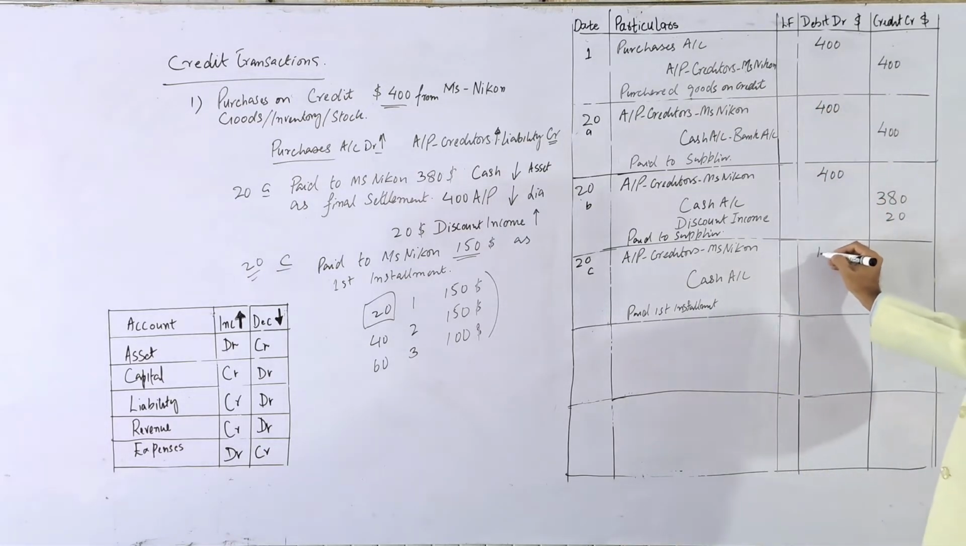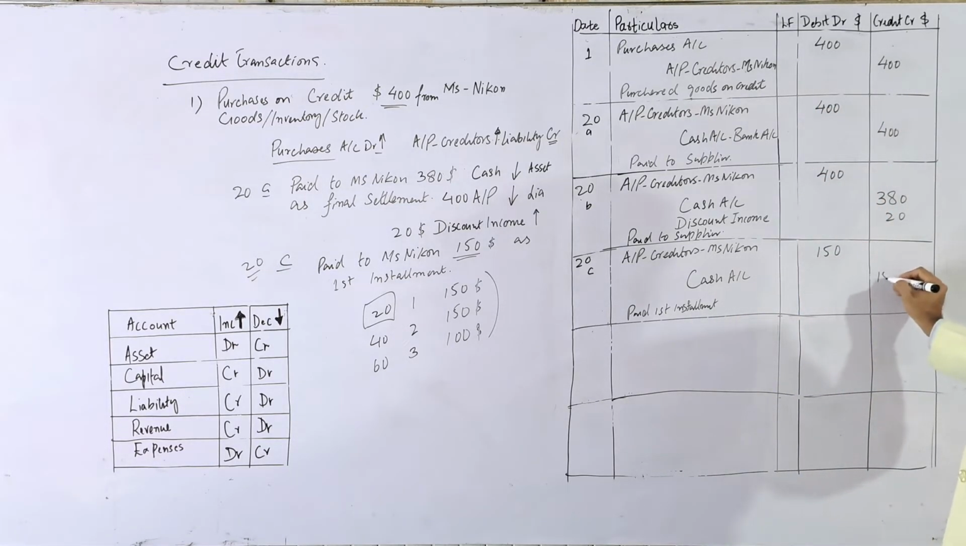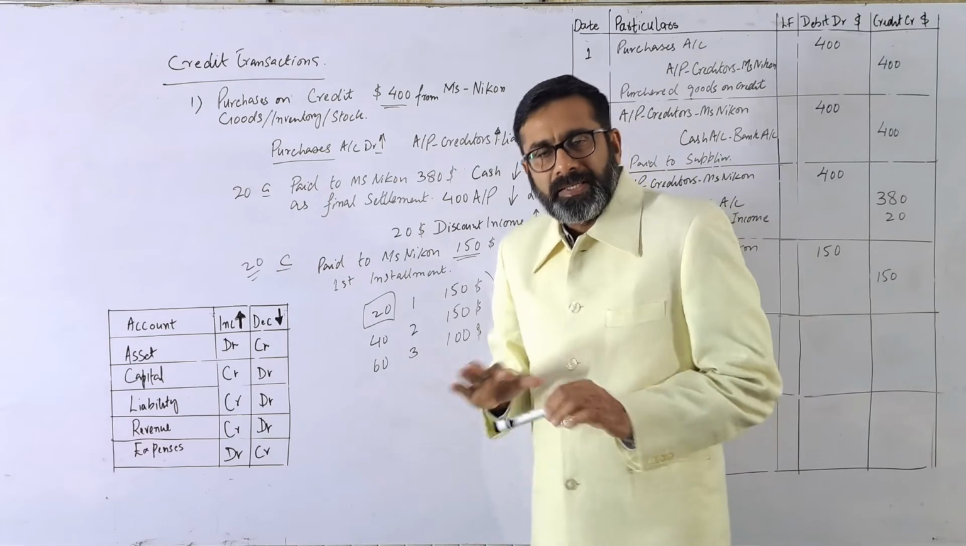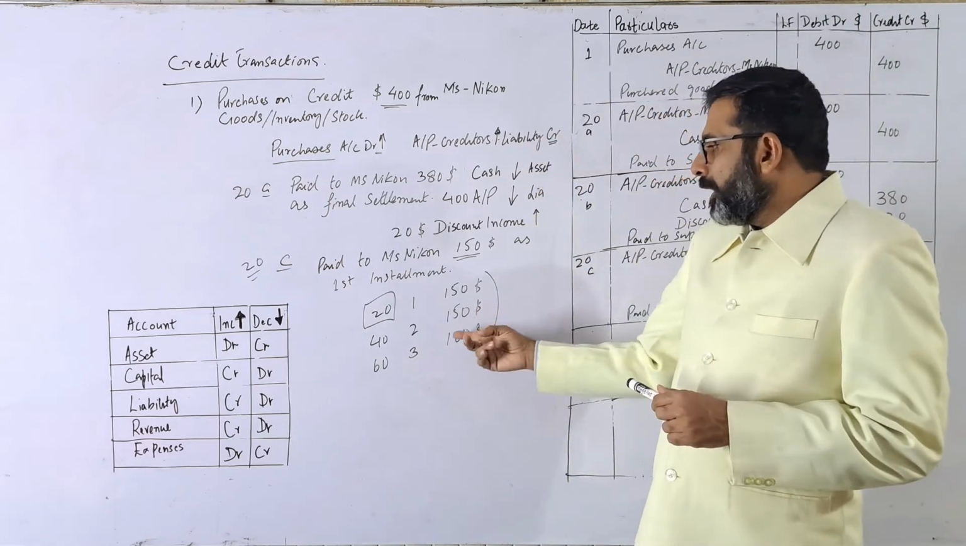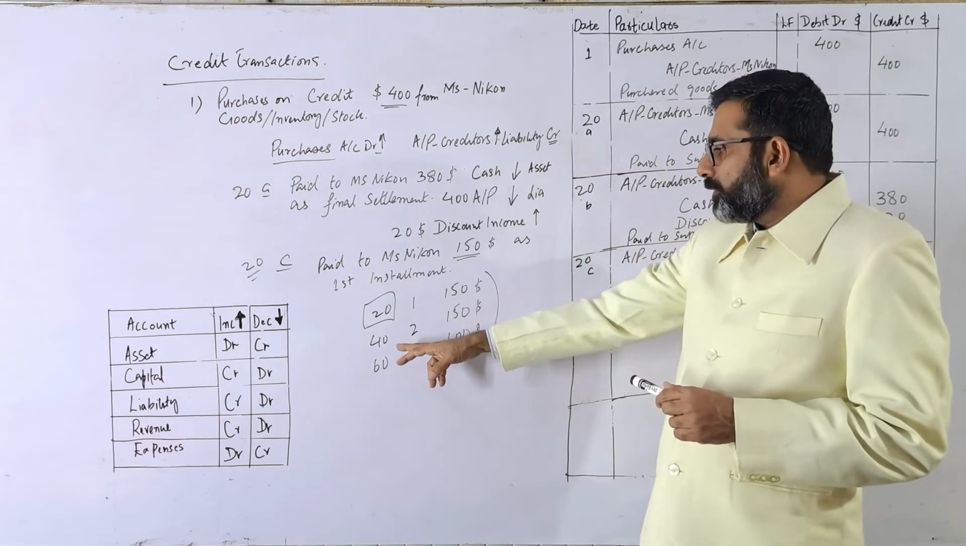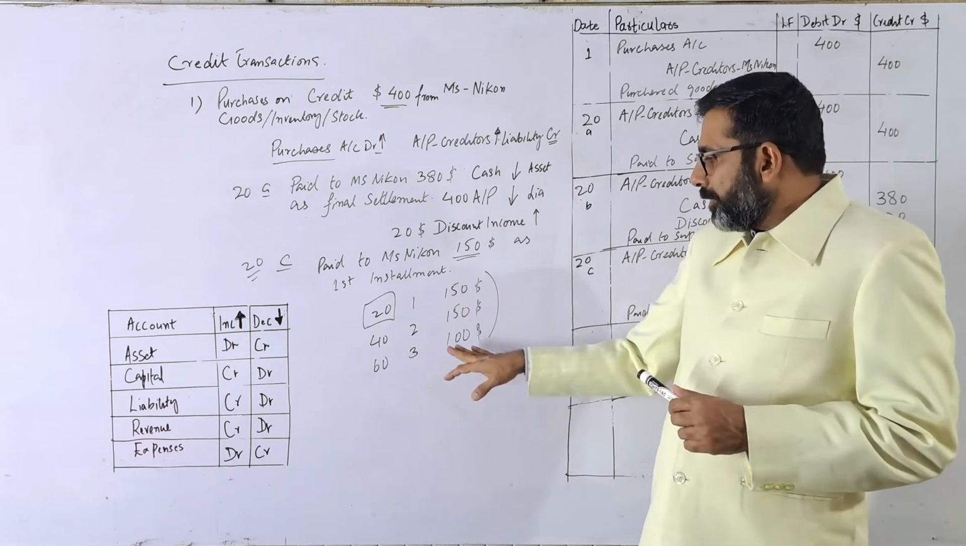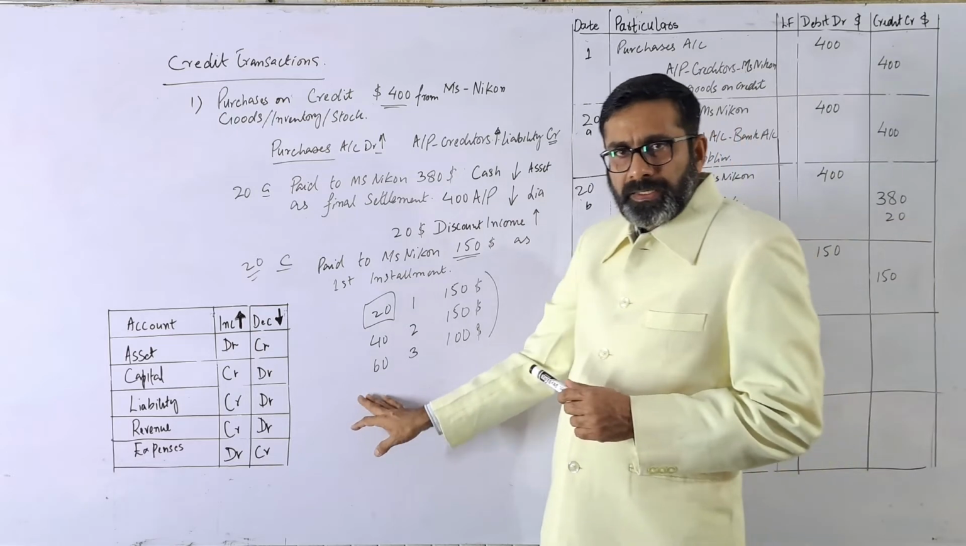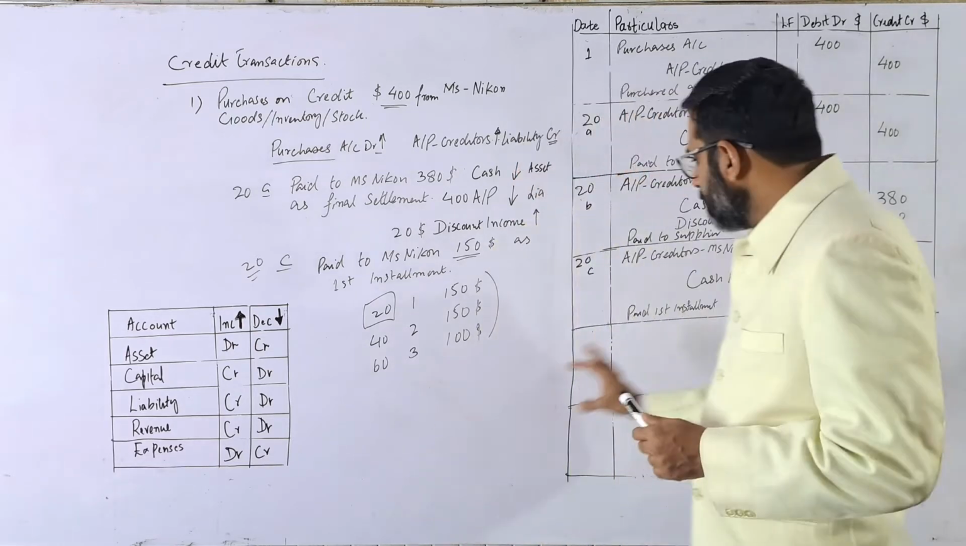So here you will write only $150 like a first installment, because this is not the final payment, this is not the final settlement. So you have to pay the other $150 after 40 days. You have to pay the remaining balance of $100, that will be the final settlement at the end of the 60 days. So this is the first installment.